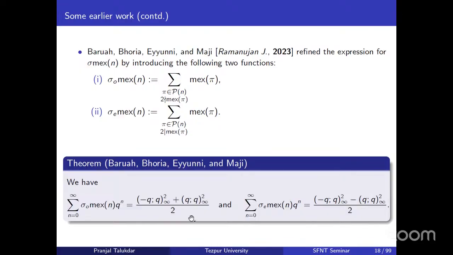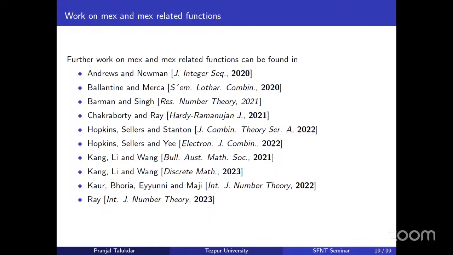If we add these up, this term and this term get cancelled out, and we get the original expression due to Andrews and Newman. There are many more works on max and max-related partition functions, which can be viewed in these papers. This includes the relation of maxes with rank and crank, identities which relate maxes, max of various different restricted partitions, and other arithmetic properties of max.